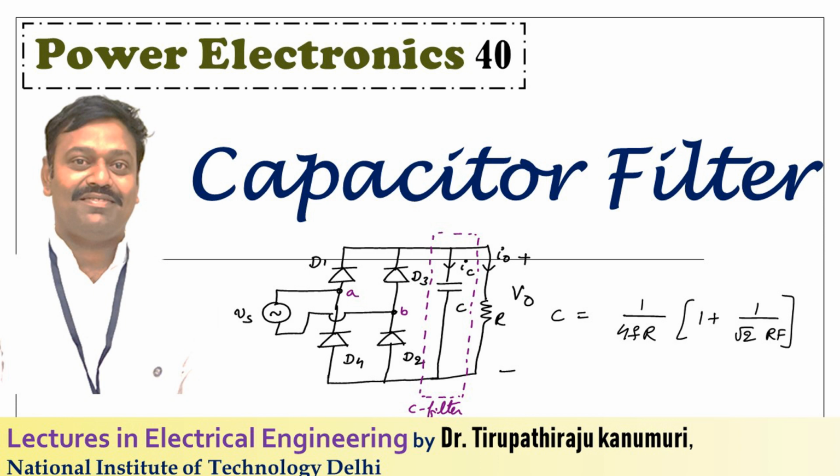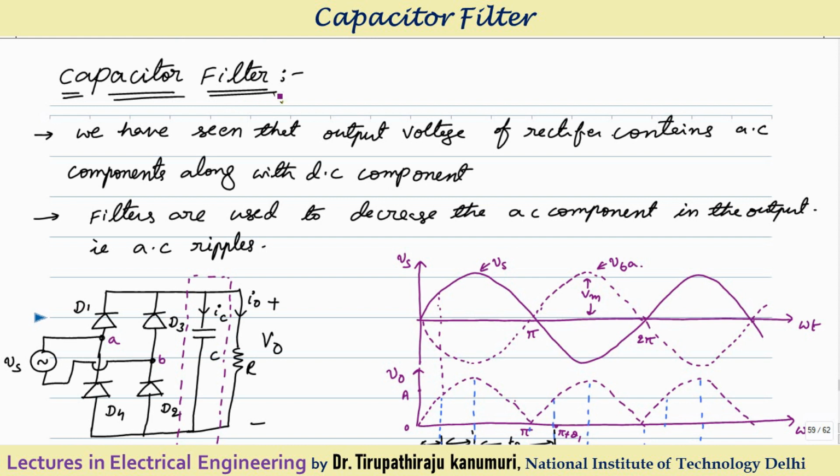Hi all, today we are going to discuss the capacitor filter to smoothen the output voltage of the converter. So we have seen the output voltage for the case of rectifier contains both the AC and DC component. Let us take for example the bridge rectifier, which is the most commonly used rectifier for the case of single phase supply. So your output voltage will resemble these dotted lines.